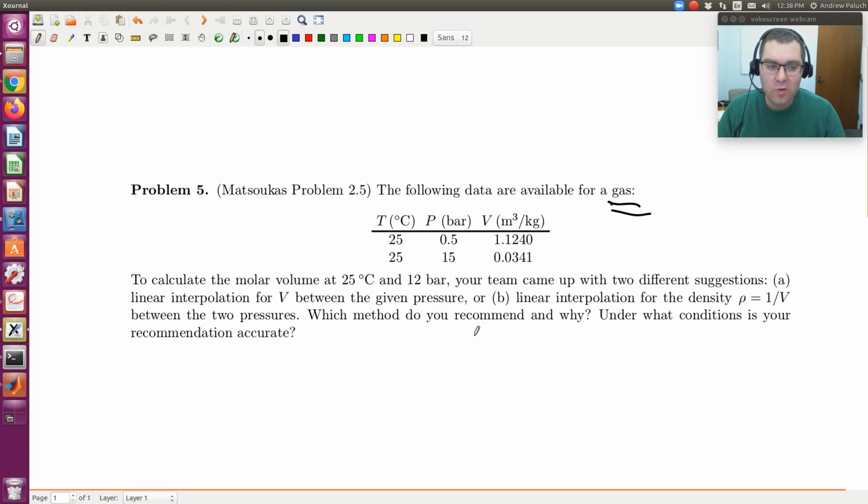Your team came up with two different suggestions. A, linear interpolation for V between the given pressures. So linear interpolation using this data. Or B, linear interpolation for the density, where the density is 1 over V. So the alternative would be to compute density, which is 1 over V, and then interpolate in density with respect to pressure. Under what conditions is your recommendation accurate?